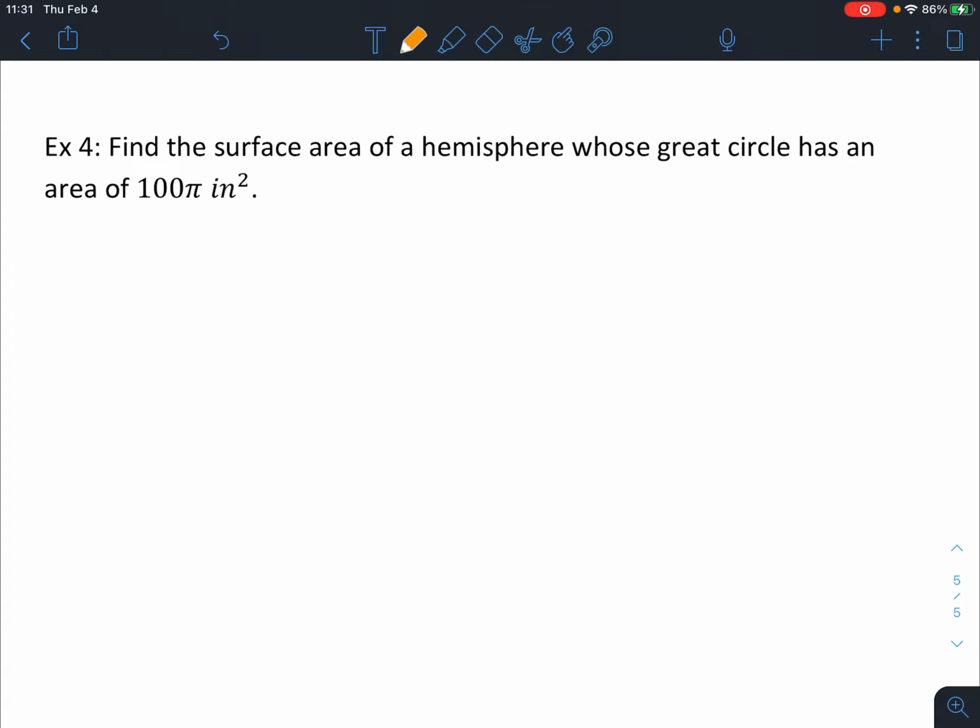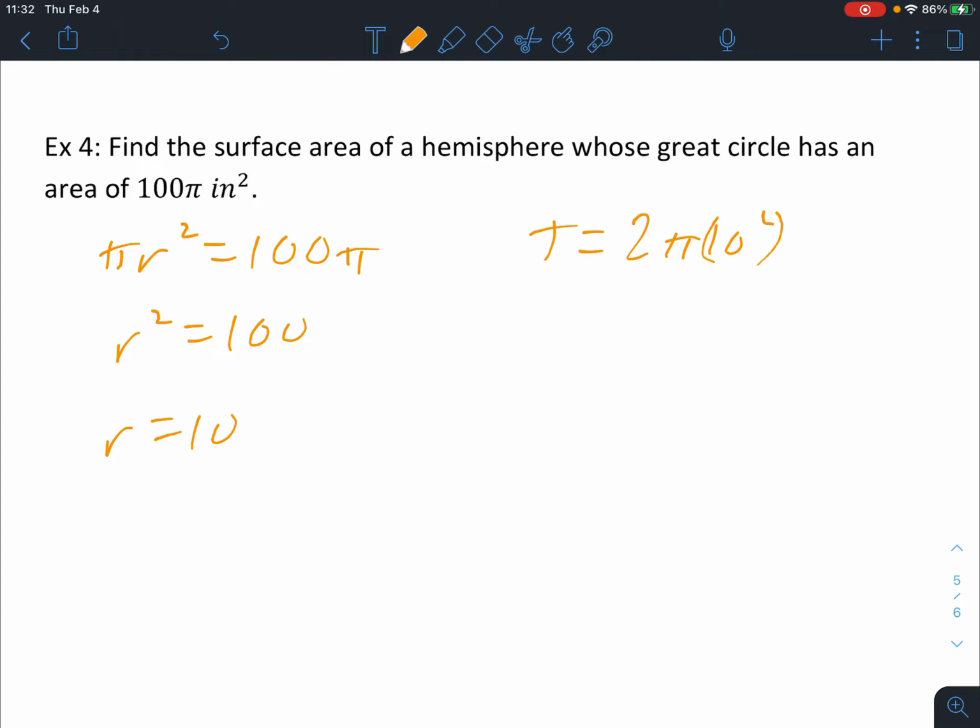All right, finally here we have the surface area of a hemisphere whose great circle has an area of 100 pi. So once again, the area of a circle is pi r squared, and this time it's 100 pi. Dividing by pi and taking the square root, we get that the radius is 10. So if it's an open hemisphere, our formula would be 2 pi r squared. And if it's a closed hemisphere, it would be 3 pi r squared.